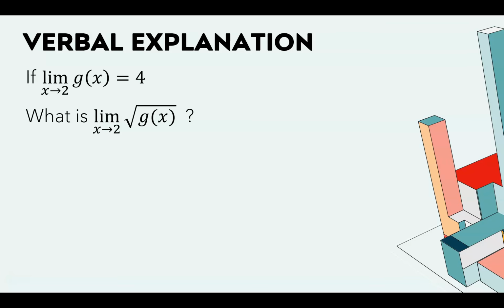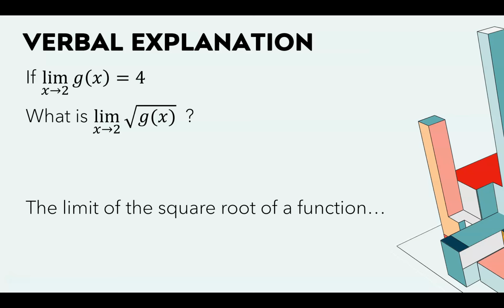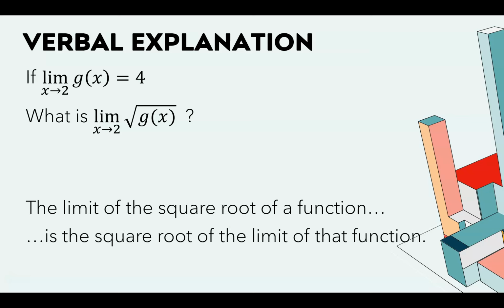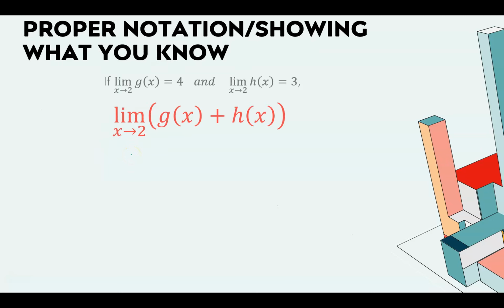So here we go. And this is exactly what we said. The limit of the square root of a function, that's what we started with, is the square root of the limit of that function. Oop, we lost our 2. Okay, so same setups. Limit as x approaches 2 of g is 4, and limit as x approaches 2 of h is 3. And so again, people just see this and they're like, 7. And maybe, but again, did you actually rearrange and show what you know? Probably not. You just saw a g here, and a 4, and an h, and a 3.